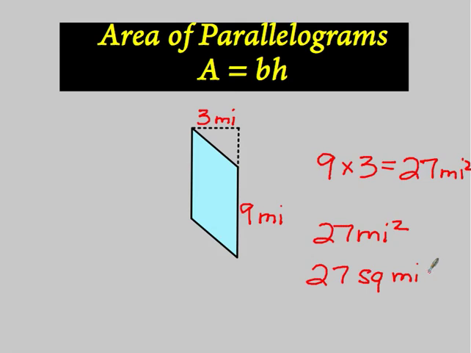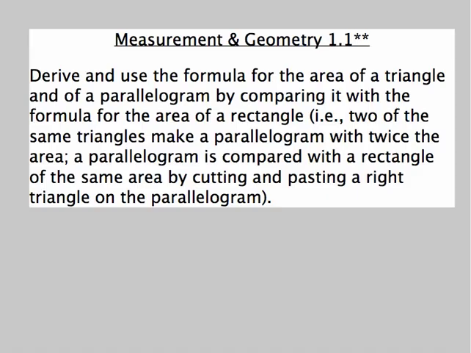Sometimes you'll see the whole word square and the whole word miles written out. It's still the same. Remember, square miles. Okay, we don't put the 2. That 2 means this, square, so you don't need it 2 times. So, what we just did was measurement geometry 1.1.